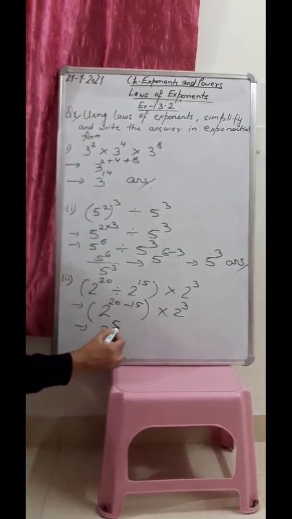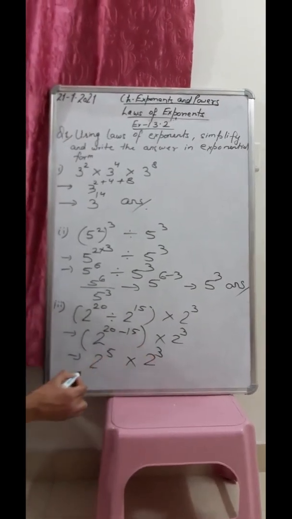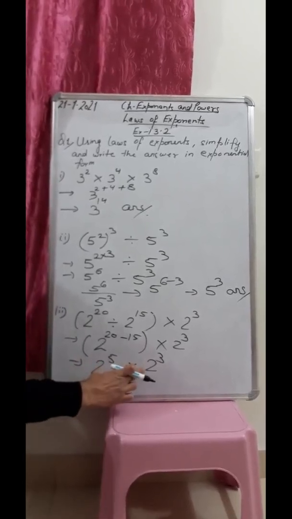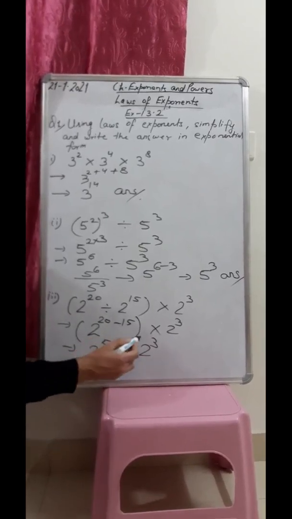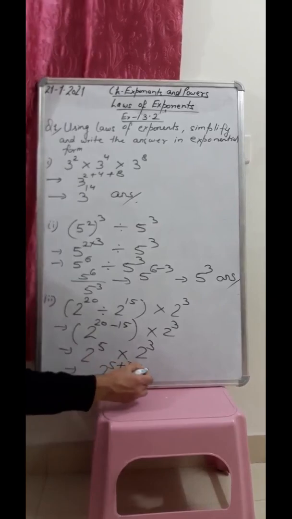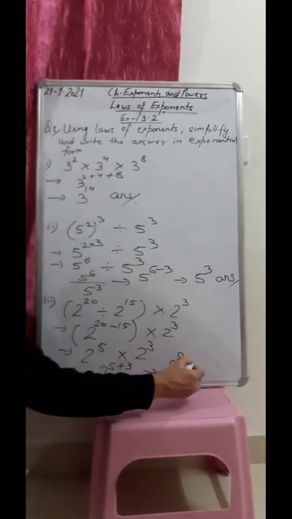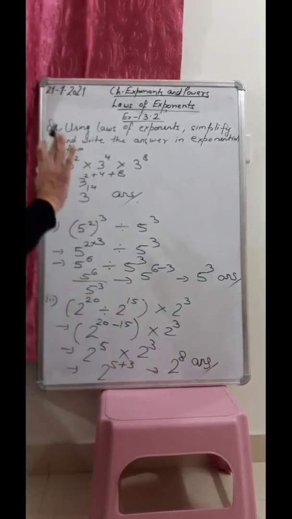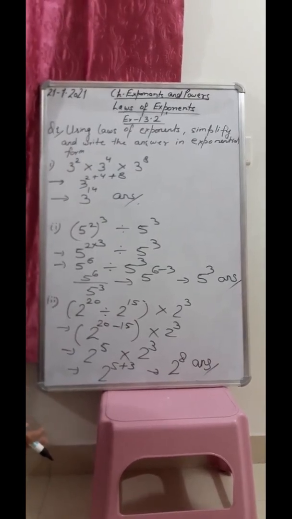So it will become 2 raised to power 5 multiplied by 2 raised to power 3. Here the exponents are getting multiplied and the base is the same. So the base remains 2 only, and the powers get added in multiplication. So the answer will be 2 raised to power 8. So in this way we can simplify using the laws of exponents.